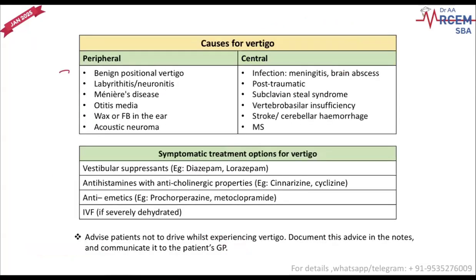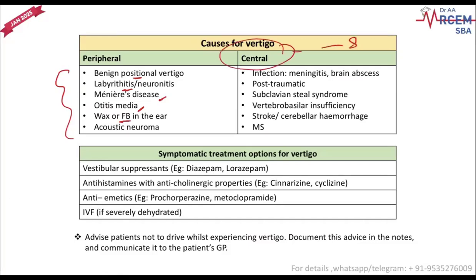Causes of peripheral vertigo are important. It can be benign positional vertigo. It can be an inner ear infection, known as labyrinthitis. It can be Meniere's disease. It can be a middle ear infection. Sometimes it can be a foreign body in the ear.